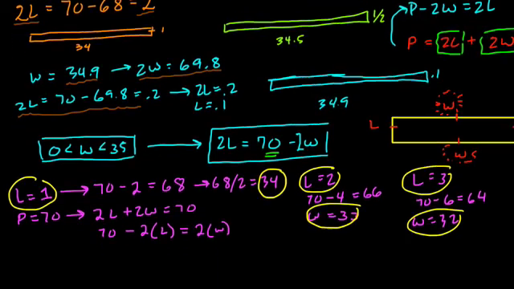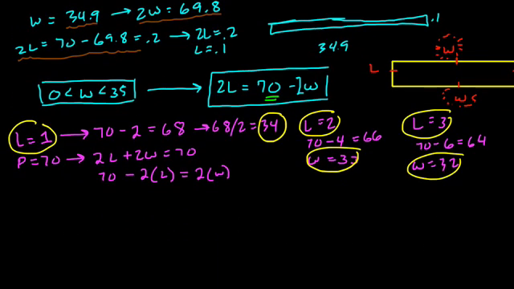So you can kind of see what's happening here if we set up a table. And our two categories are length and width. Kind of see this linear pattern. When the length is 1, your width is 34.